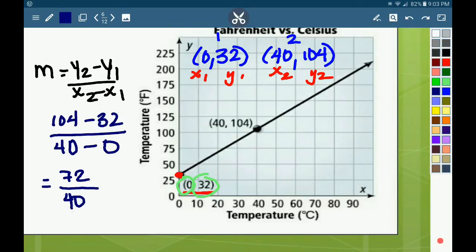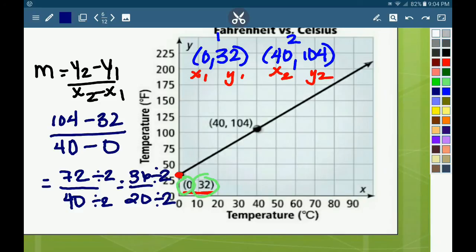We need to reduce that fraction down. So remember, whenever you're reducing, try to divide each number by something they're both divisible by. These are two even numbers, so I'm going to start with dividing them both by 2. 72 divided by 2 is 36, and 40 divided by 2 is 20. I can tell they're still even numbers, so I can divide them by 2 again. What I'm doing right now is just making sure they're reduced down.